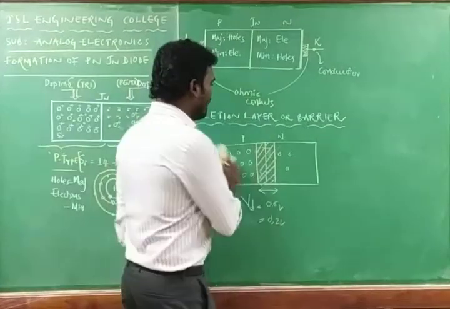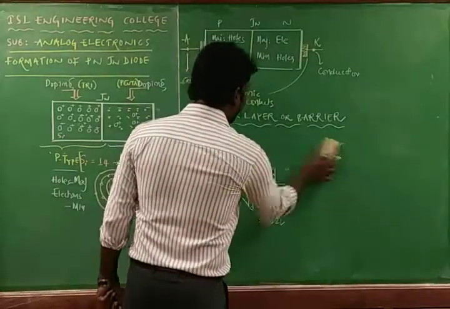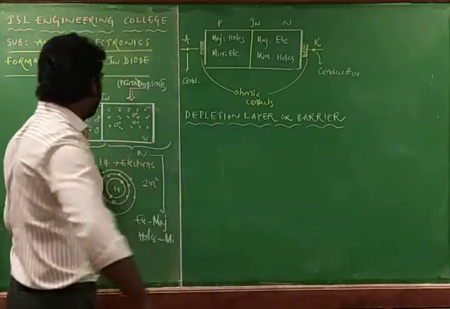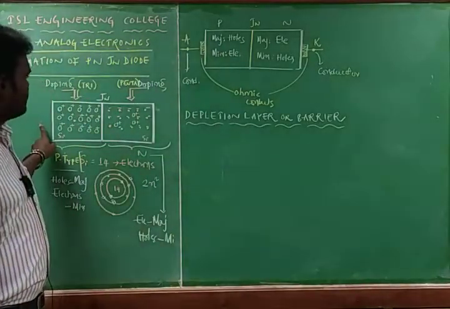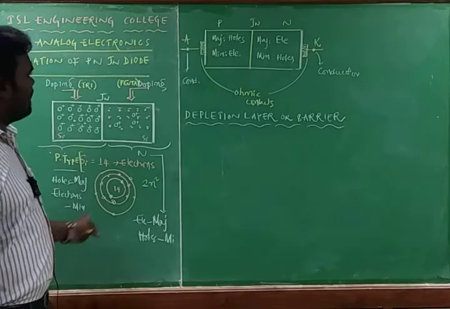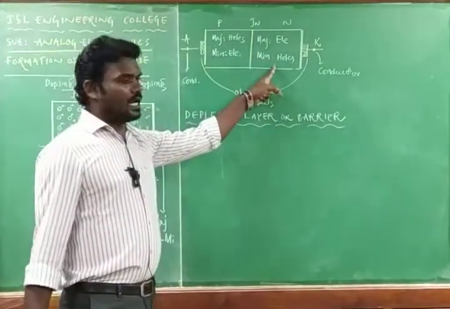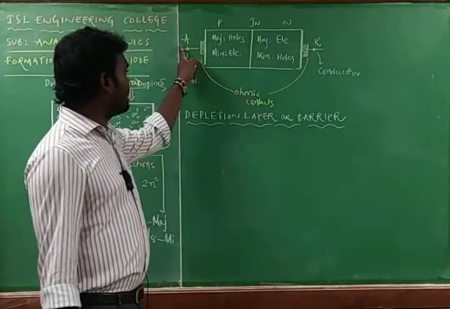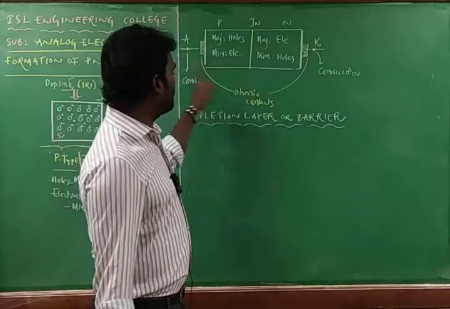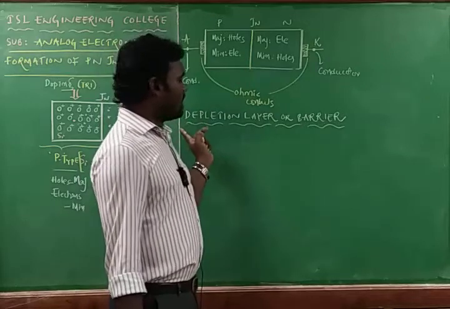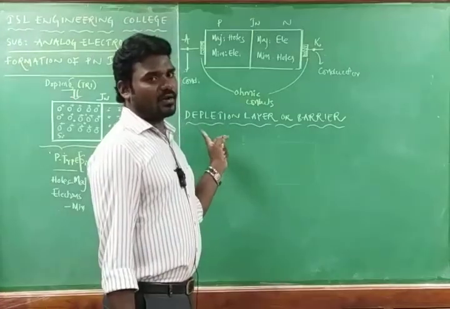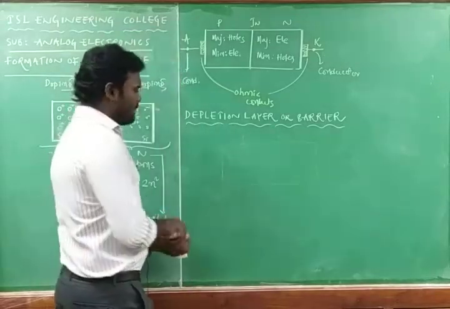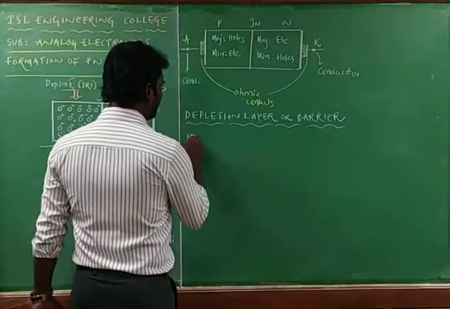Then I am going with the next topic, that is biasing of the PN junction diode. In this class we have discussed the formation of the PN junction diode, in which we studied what the p-type material is, what the n-type material is, how they form, and after that how the PN junction diode is formed, that is, how we connected the two electrodes. After that, how the depletion layer is formed across the junction, and after that we are going to talk about the biasing of the PN junction diode.